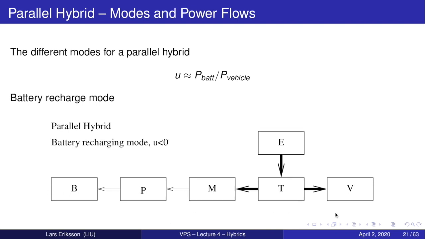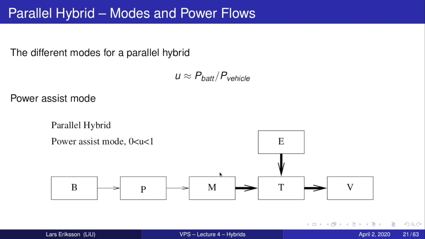In battery recharge mode, we have chemical energy from the combustion engine that is used to both drive the vehicle forward and to recharge the battery. So the control signal is less than 1 because there is a difference in direction between the vehicle need and the power input into the battery.